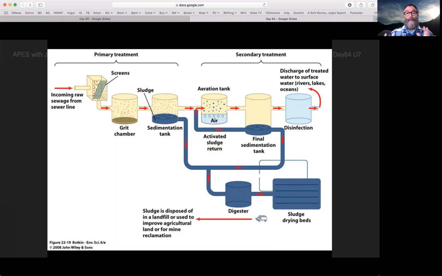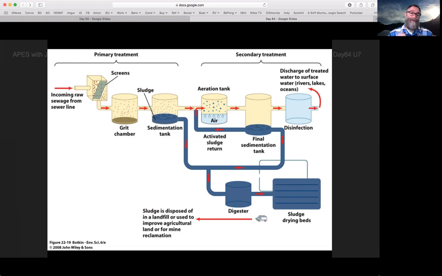And secondary is when you reactivate that sludge, feed it a bunch of oxygen so that organic material can be decomposed into compounds, and then those compounds are decomposed into the basic nutrients, the building blocks of life. So you encourage decomposition in secondary treatment.